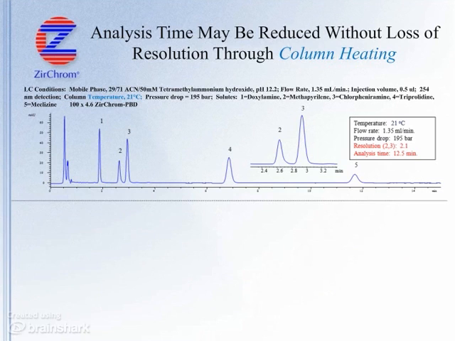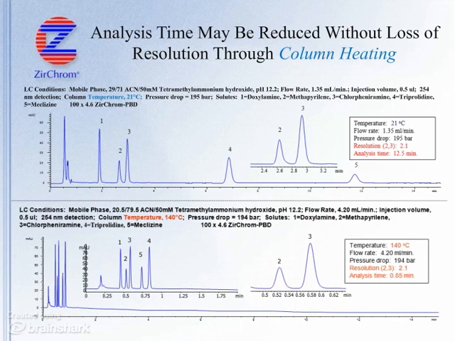The final separation was run at 140 degrees Celsius. The critical pair resolution is still 2.1, the pressure drop is constant, and with a flow rate of 4.2 mL per minute, the analysis time is now less than a minute. Here is experimental proof of Horvath's theory. Elevated temperature with constant pressure allows shorter runtime while maintaining resolution.